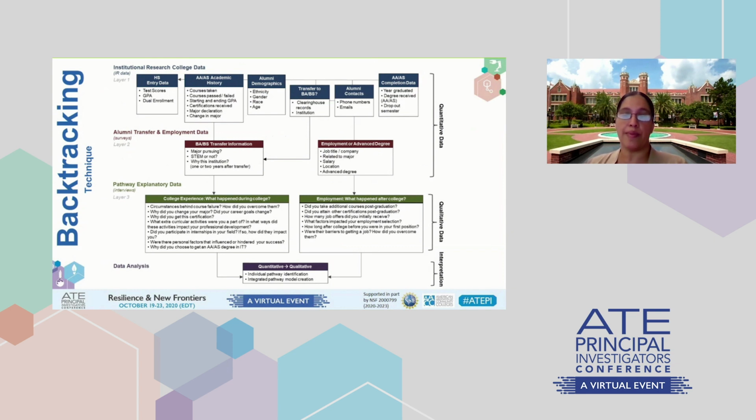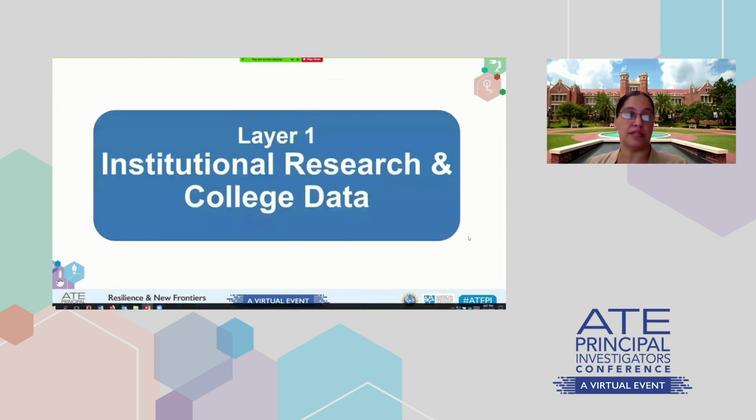Layers 1 and 2 are primarily quantitative. And then in layer 3, we take information from layers 1 and 2 and use it to inform alumni interviews. Layer 3, of course, is qualitative in nature, and we use that to extract rich text about students' experiences. And then finally, you'll see data analysis, which involves identification of individual pathways and then integration of the pathways along with model creation. We'll now discuss each of these layers in a little bit more detail.